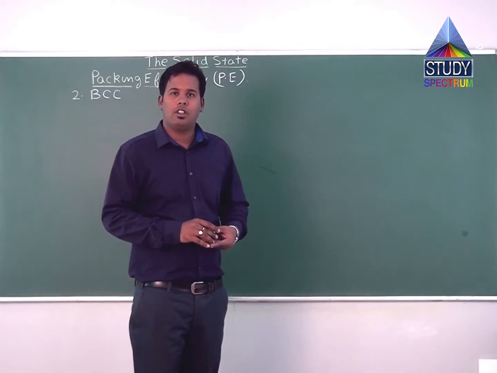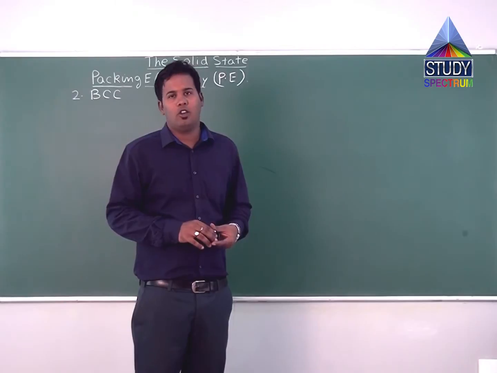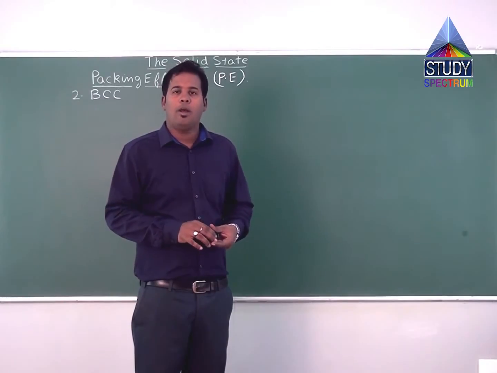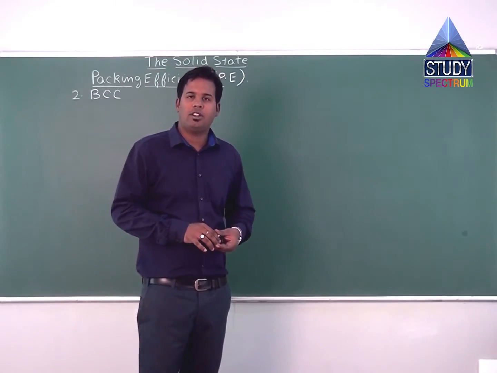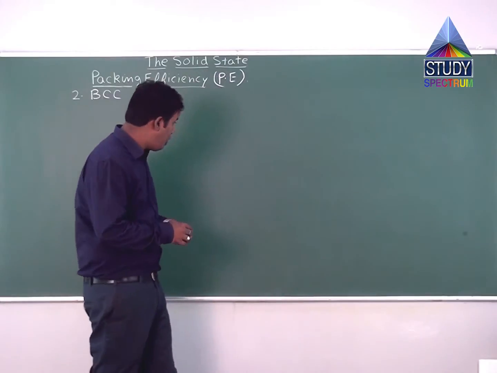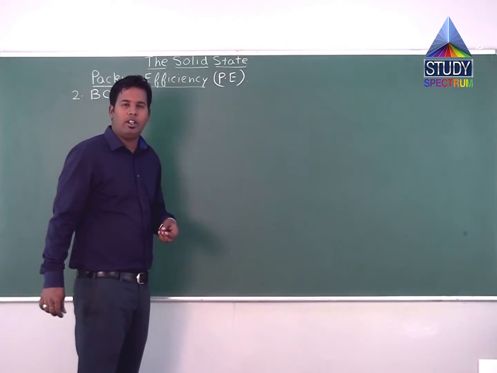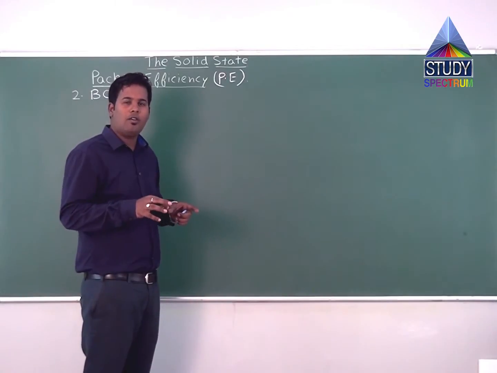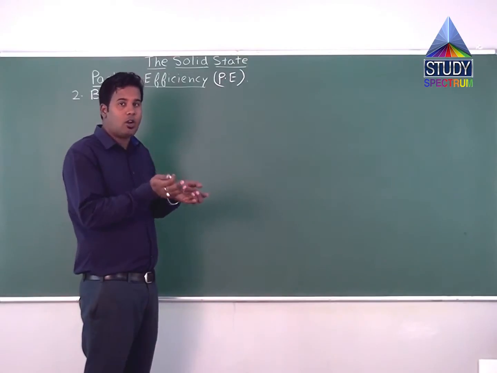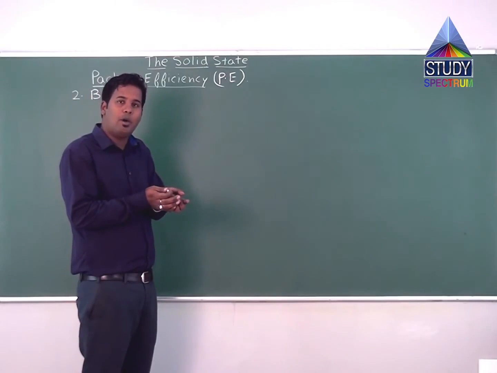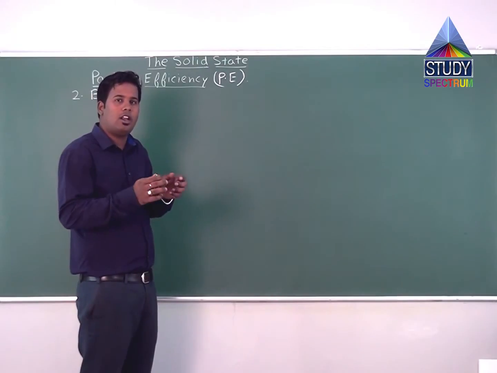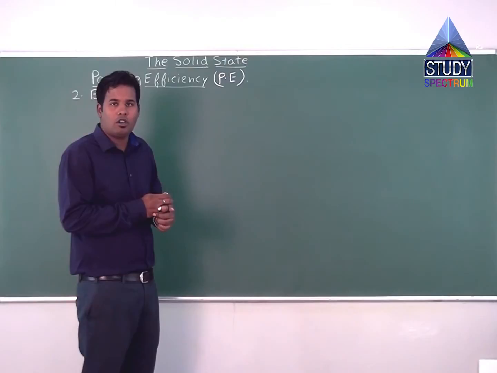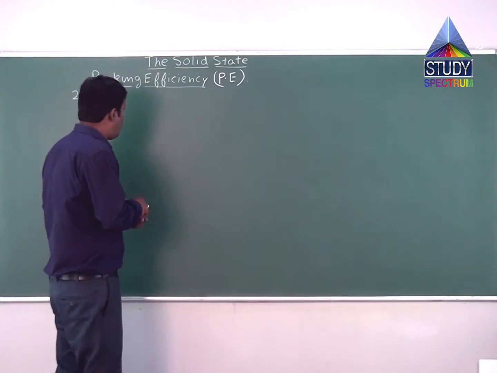Calculate the packing efficiency of the body-centered cubic unit cell or body-centered cubic structures. Okay. Now if you remember, in a body-centered cubic unit cell, you have spheres present at all the corners along with a sphere present at the center of the body. Correct? And the number of atoms or spheres in such a cell was 2. So let us draw the structure first.